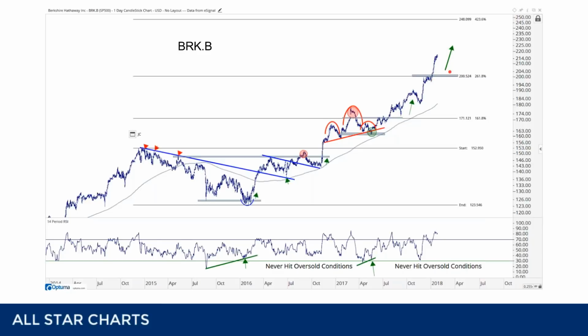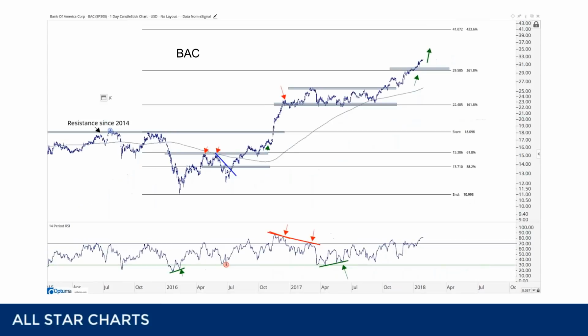So I think we want to be buying weakness in Berkshire Hathaway. I think we go to 250, and that's further evidence that financials are going higher. And if financials are going higher, it's probably not happening in an environment where stocks are getting killed. You know what I'm saying? So here's Bank of America. If we're above 29.5, we want to be long. I think we go to 41.